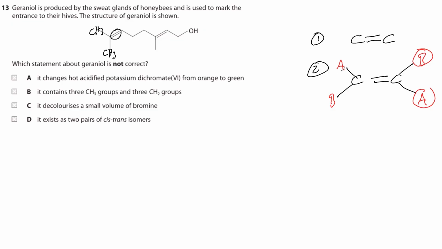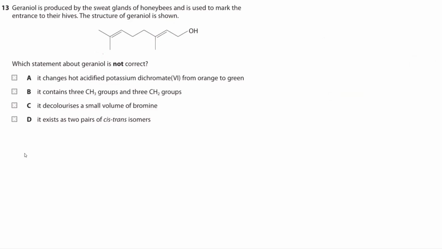One carbon atom cannot have the same group, but here it is the same group. So there is no pair of cis-trans here. There can be cis-trans here. This double bond has a possibility because it has 4 different groups attached to it. So therefore we don't have 2 pairs of cis-trans isomerism, we have only 1 pair from here only. So therefore the answer for question number 13 is D.